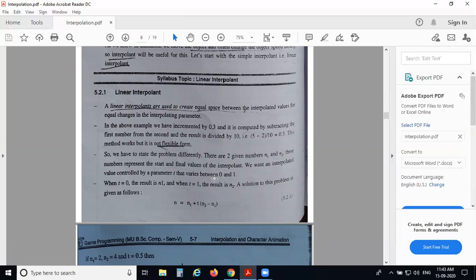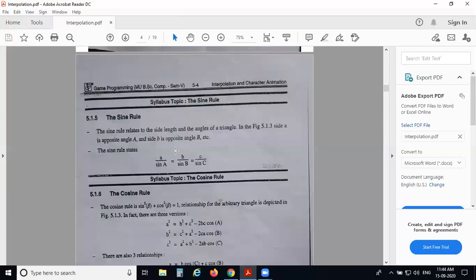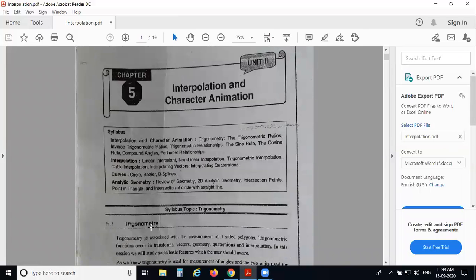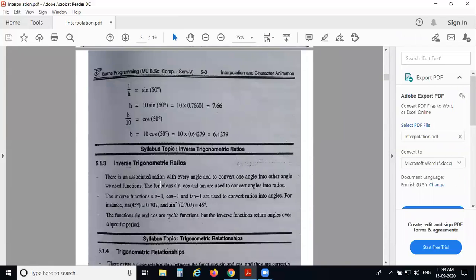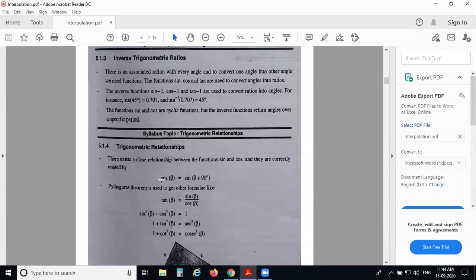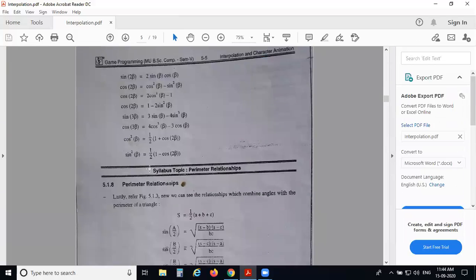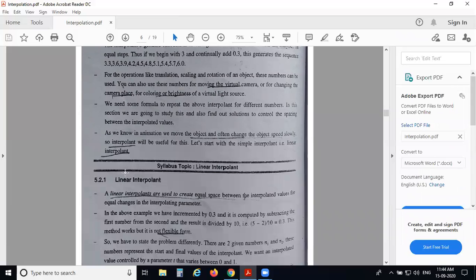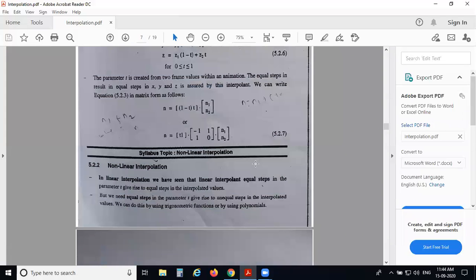Okay, so the remaining parts we will study in the next lecture. So first of all we just review the points which we will cover in this chapter. That is trigonometry ratios, then inverse trigonometric ratios, trigonometric relationships, sine rule, cosine rule, compound angles, perimeter relationships, interpolation, and one type of interpolation which is linear interpolation. Okay, so the new interpolation types we will cover in our next lecture.